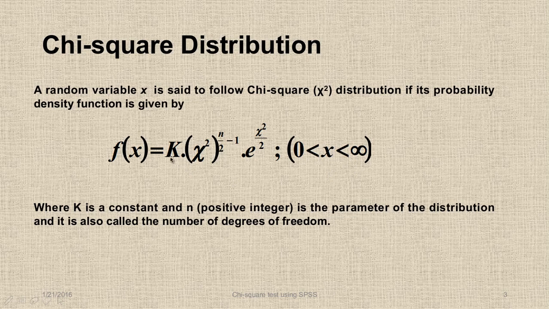Now the two constants, k and n, appear in this chi-square distribution. k is a constant value, n is a positive integer, and n is also called the parameter of the distribution and the degrees of freedom. So depending on the value of n, the shape of the distribution will also change.